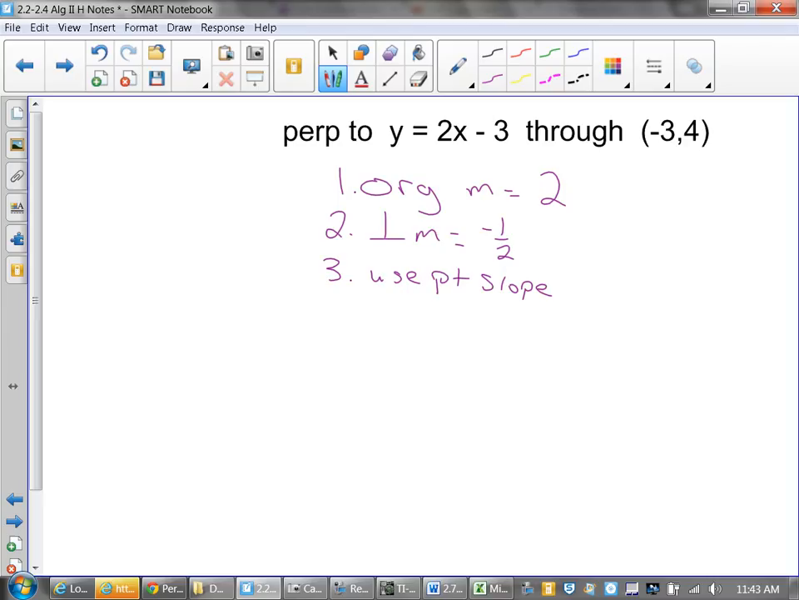So we use point slope. y minus 4 is negative 1/2 times x plus 3. Okay? Now I want you guys to try and solve, and I want you to take out your calculators with this one. I want to show you how your calculators are able to work with fractions rather easily.